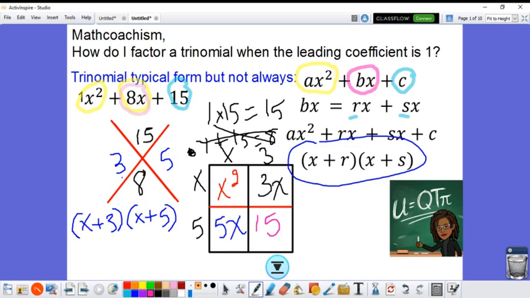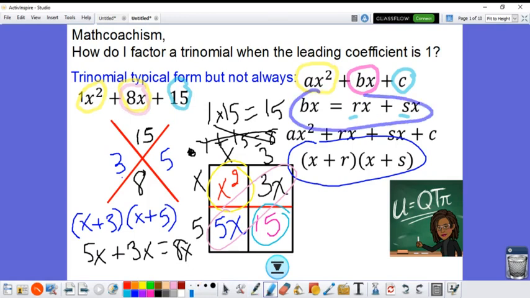Okay, we see our x squared and we can see our 15. But how do we get our 8x, our b term? Well, to get our b term, we need to add these 2 terms. So we need to add 5x plus 3x. That equals 8x. And that is what this is talking about. Okay? So now that is how you factor a trinomial when the leading coefficient is 1 and how you check it.